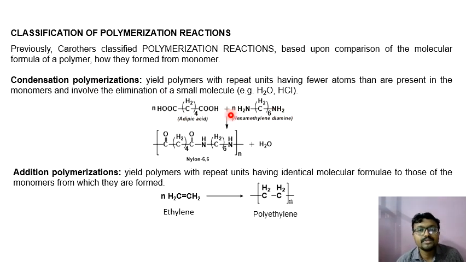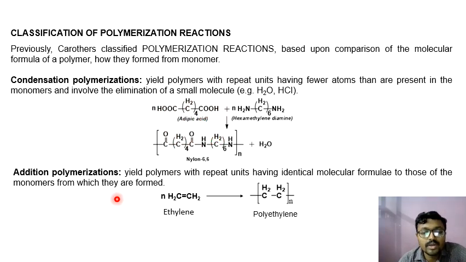When different monomer units are attached, and the attachment involves some reaction where a small molecule like water or HCl is removed, it is called a condensation reaction. So condensation polymerization is the polymerization reaction where a water molecule or hydrogen chloride molecule is eliminated during the reaction. That is called condensation polymerization reaction.